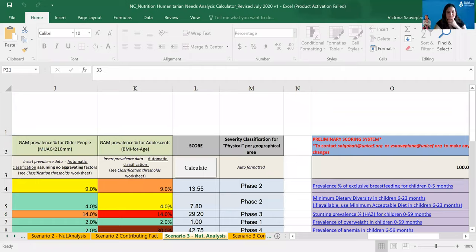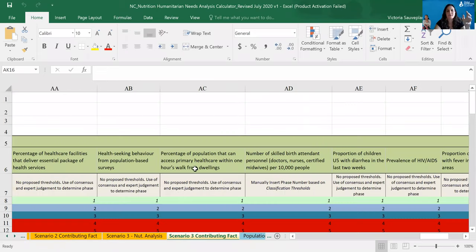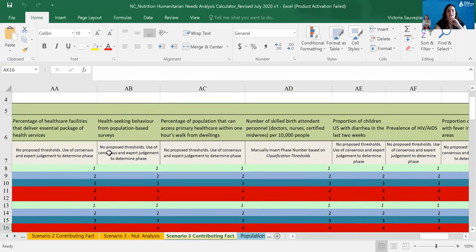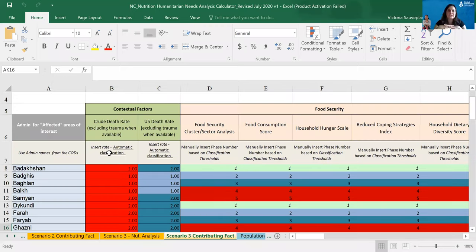Okay, great. Thanks. So once again, scenario 3, we're looking at the sheet, and scenario 3 is very similar to what we've already seen for scenario 2: the analysis of contributing factors, this kind of qualitative analysis that would accompany your severity classification. So in the output of your nutrition situation analysis, you would have your severity classification, but also the analysis of key contributing factors as well.